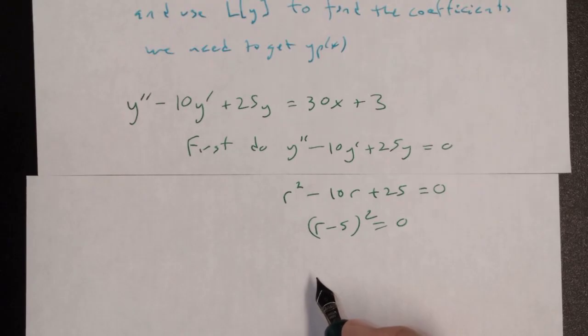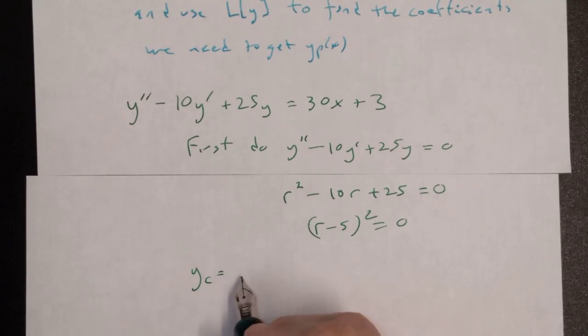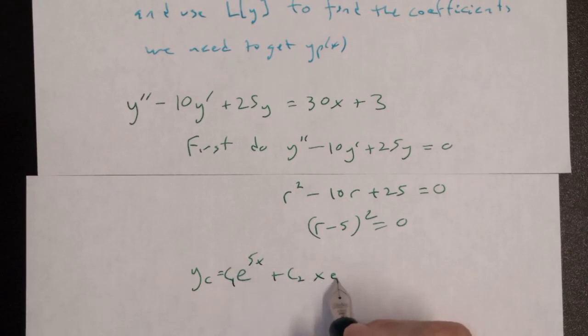Just add an x. In this case, I get YC is c1 e to the 5x, and then c2 x e to the 5x. Because in this case, when I do that integral with y1, the reduction of order thing, I always just get an x. Fortunately, thank you, Lois. I have my complementary solution, my corresponding homogeneous solution.